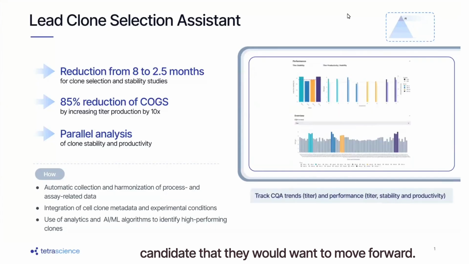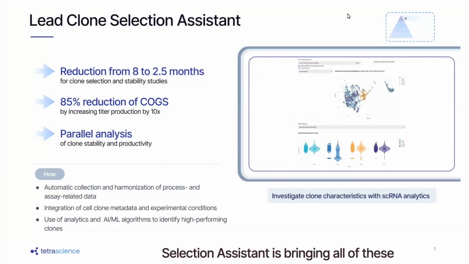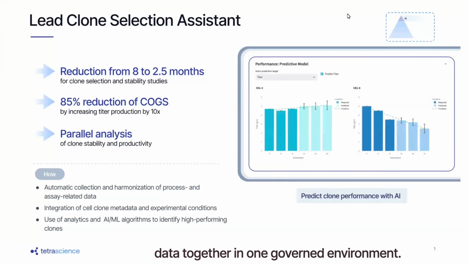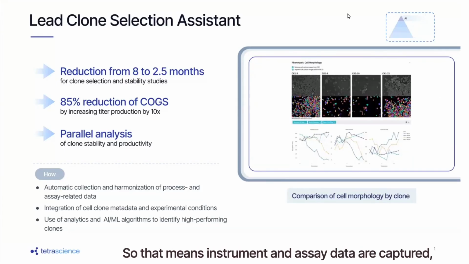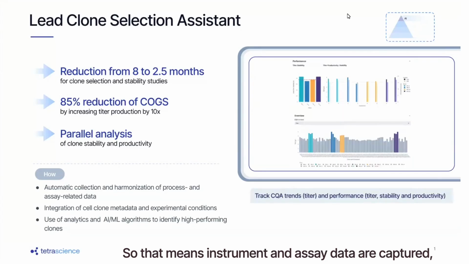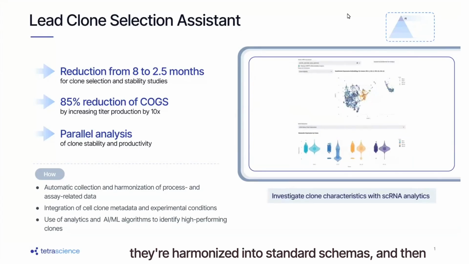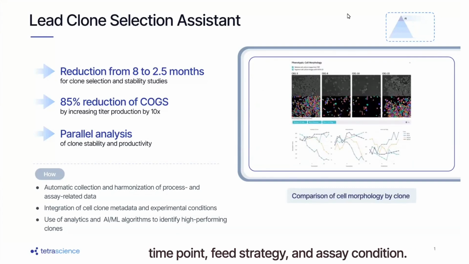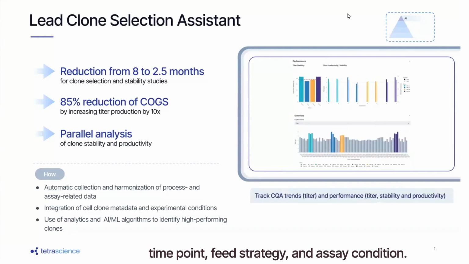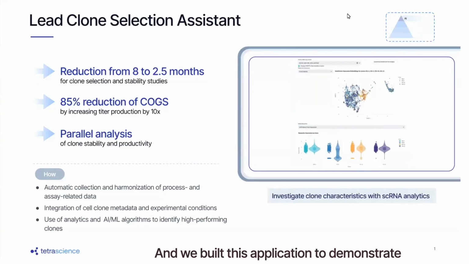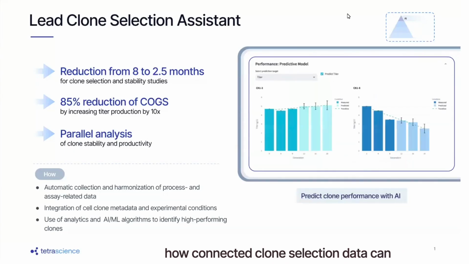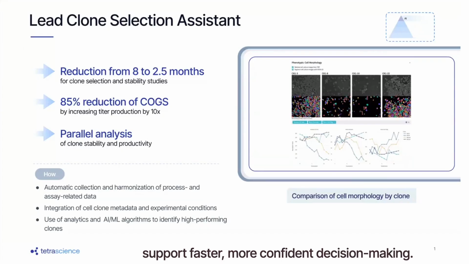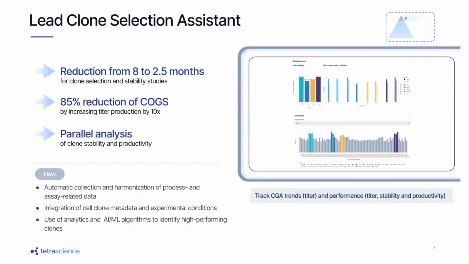What we're doing with the lead clone selection assistant is bringing all of this data together in one governed environment. Instrument and assay data are captured, harmonized into standard schemas, and then linked with key metadata such as clone ID, passage, time point, feed strategy, and assay condition. We built this application to demonstrate how connected clone selection data can support faster, more confident decision making.